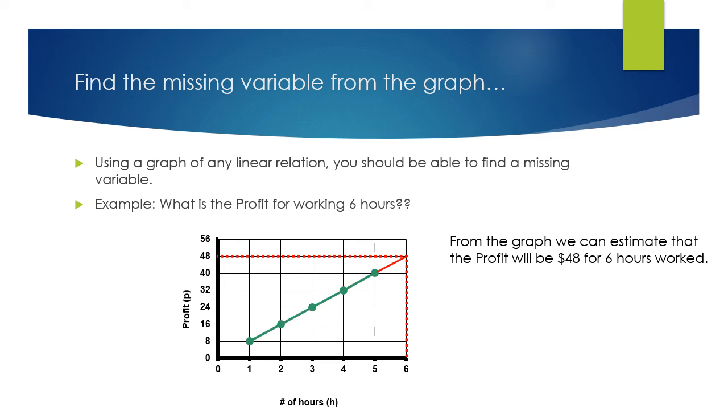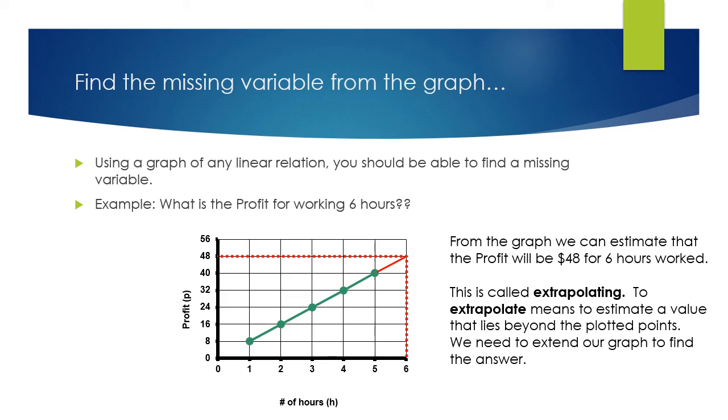Because this information isn't between pieces of data we knew, like the last one was between 2 and 3 hours, and we knew both of those, and this was outside of what we knew, we had to extend the graph. It's called extrapolating data. So it's an estimate based on what we already know, and we have to extend the graph to extrapolate data. So that's how we find missing information. So you should be able to find missing information from an equation, from a table, and from a graph.